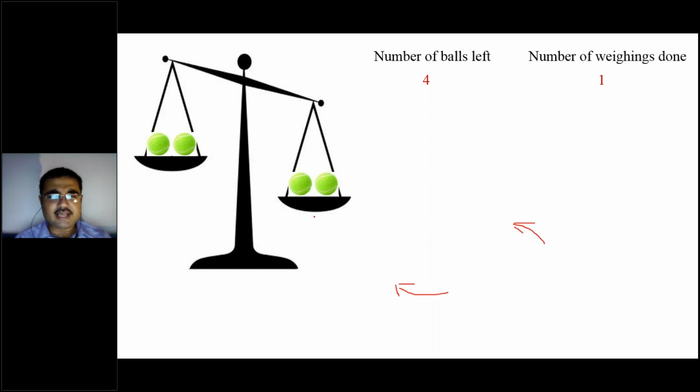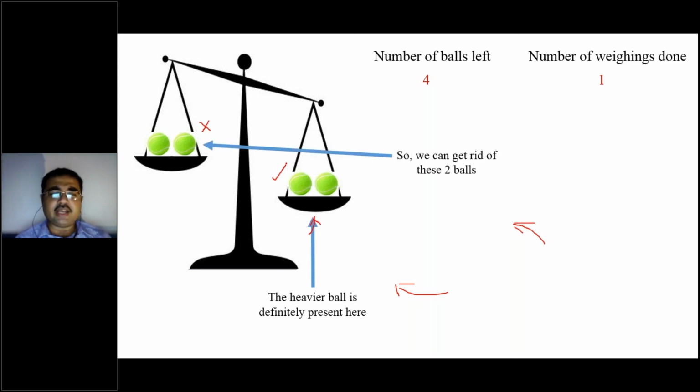What can I say? The heavier ball is present over here. See this. The heavier ball is definitely present here, no doubt. So the heavier ball is not present here. Can I get rid of these 2 and say that we are left with only these 2 to find which one is heavier? Yes, we can get rid of these 2 balls and keep these 2 balls. Only within these 2 balls the heavier ball is present. So till now, the number of balls left is 2. The number of weighings done till now is 2 only.